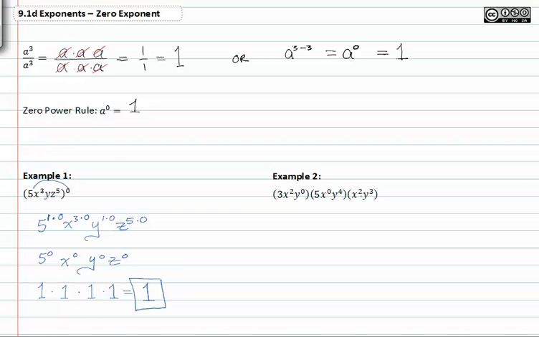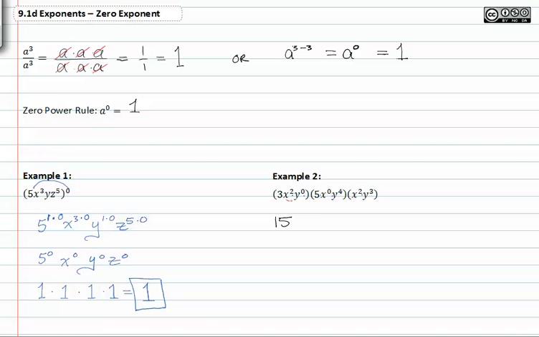Likewise, if we have many different things multiplied to each other, remember that when we multiply, we can multiply bases and add exponents. The only restriction is the bases have to match. So let's go ahead and look at this. 3 and 5 could be multiplied together because they're just plain old numbers, and we get 15.